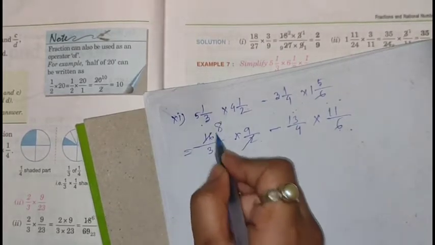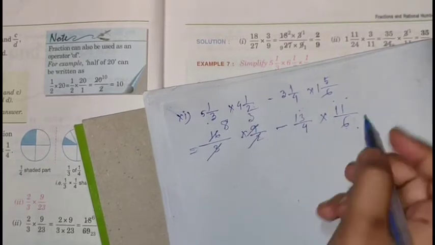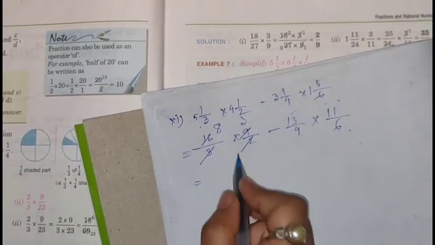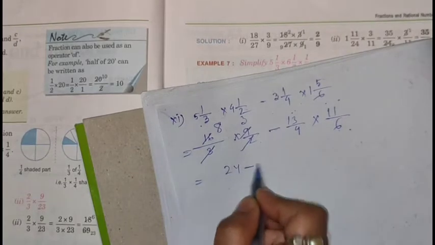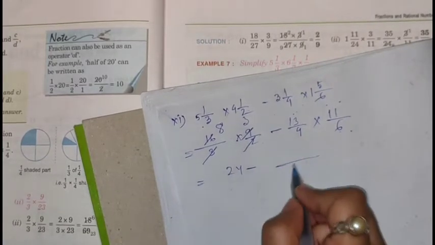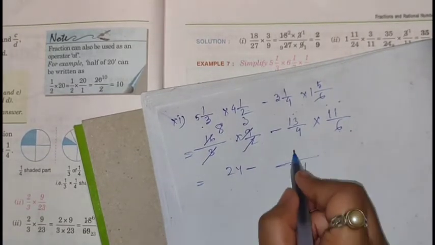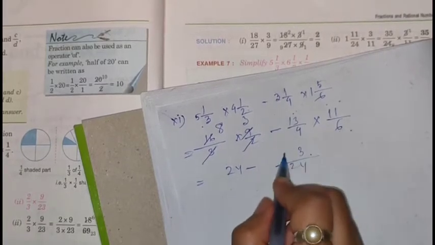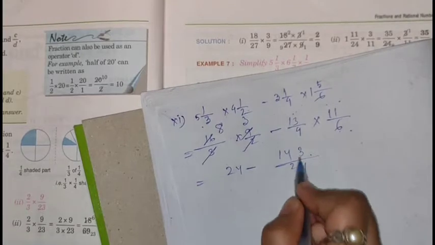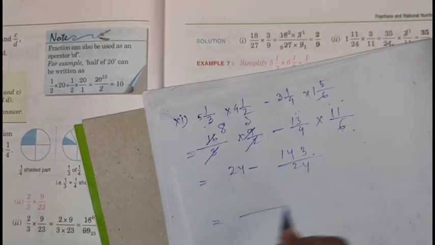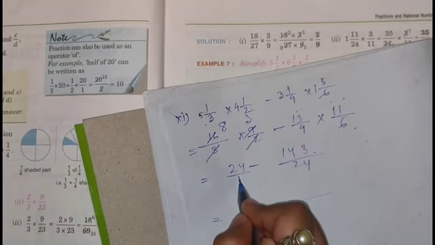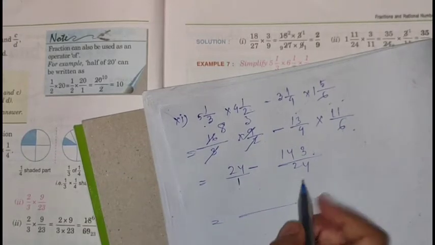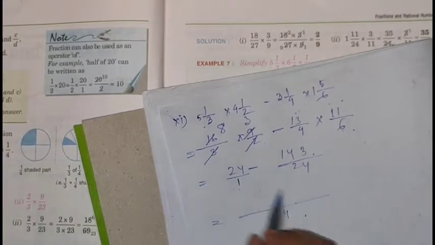2 8s are 16, 3 3s are 9. So 8 3s are 24 minus 4 6s are 24, 13 11s are 143. Here there is no denominator, meaning the denominator is 1. The LCM of 1, 2, 4, and 6 will be 24.